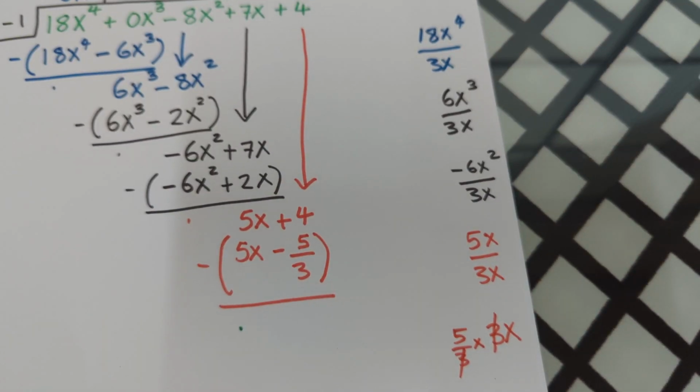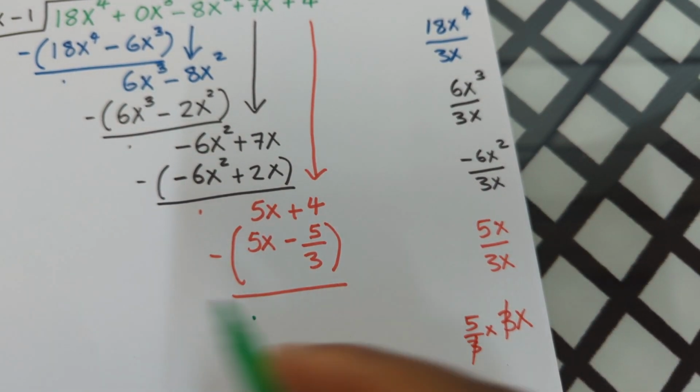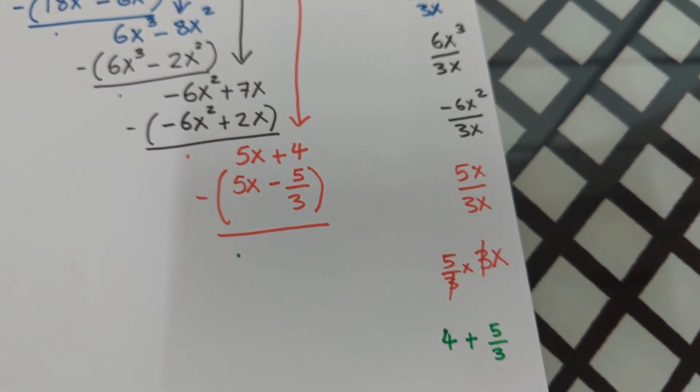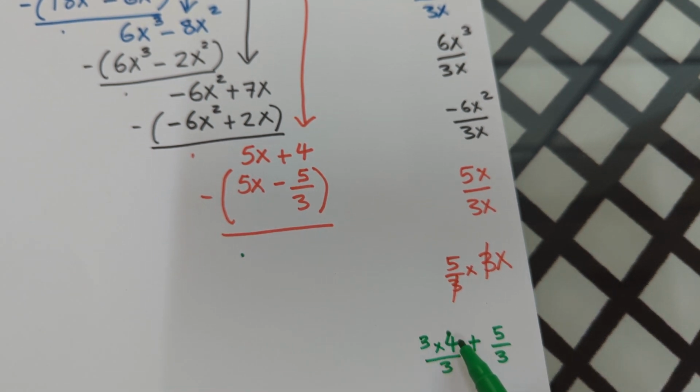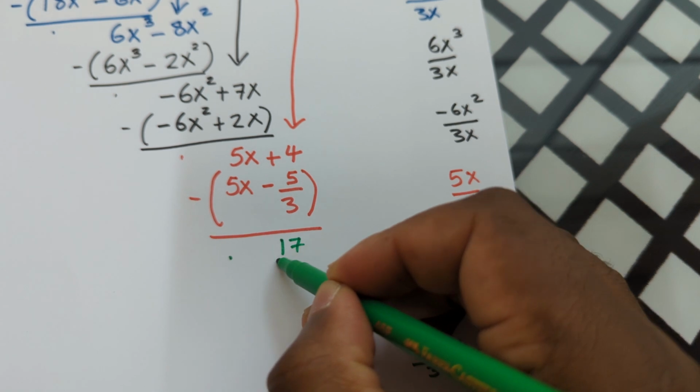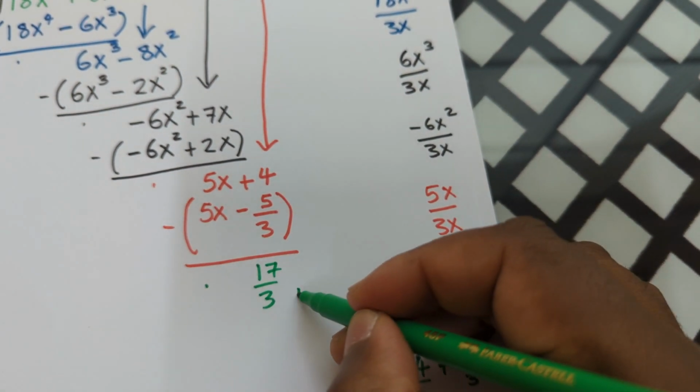This is the same as saying, let me write it here, 4 plus 5 over 3, which if you simplify it, the 4 you can multiply it by 3 and also divide by 3. Now 4 multiplied 3, that's 12, and 12 plus 5, that's 17, with a common denominator of 3. So this will give us 17 by 3. So 17 by 3 is our remainder.